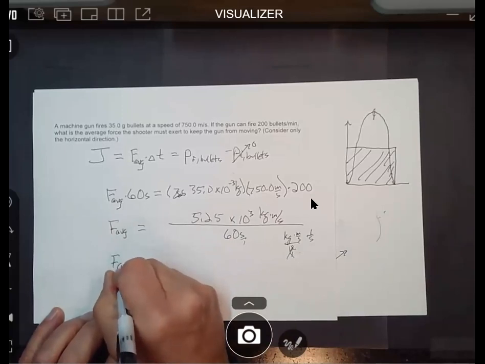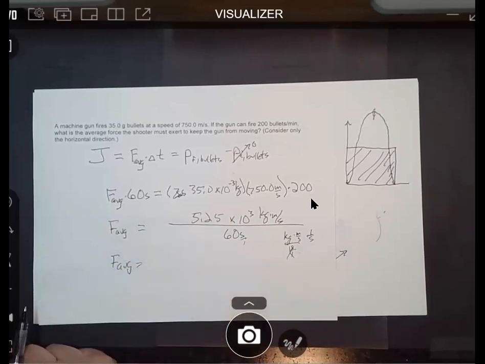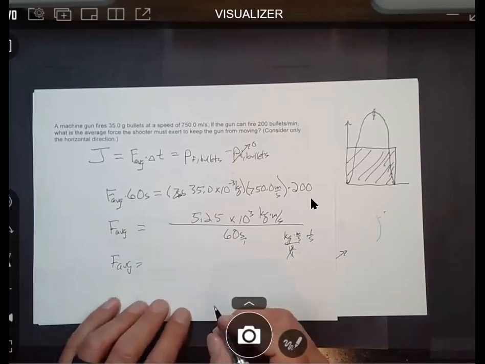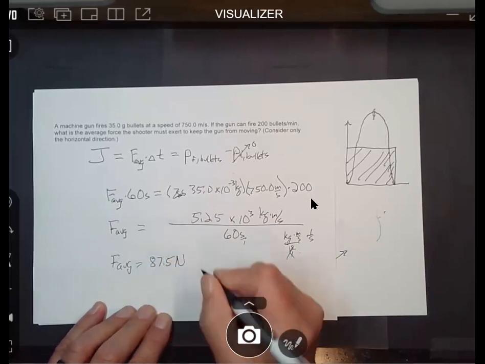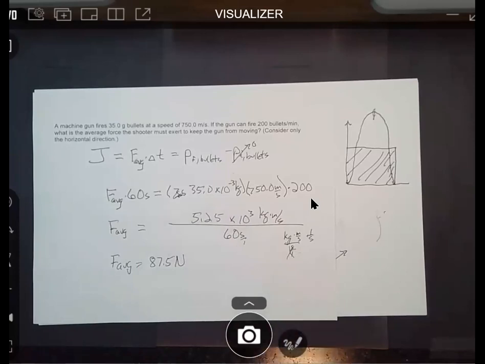So then I hope I plugged the numbers in there right. I get about 87.5 newtons, which is not a lot, I guess. It'd be around, I don't know, 18 pounds or something like that. I can't remember the conversion. 4.445, maybe. Yeah, I get about 19 or 20 pounds roughly.